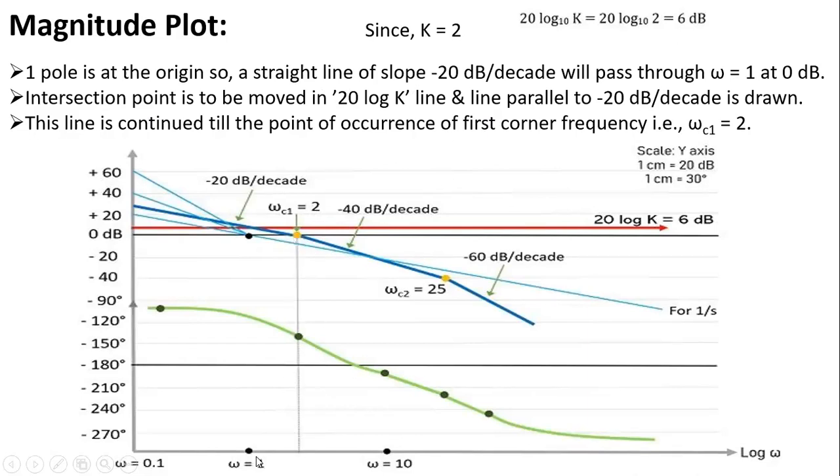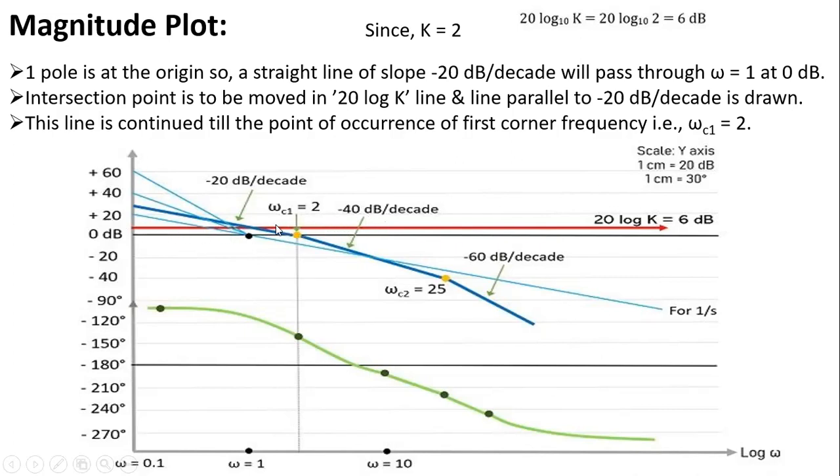This is omega is equal to 1 here. This is what we have to understand. So one pole at 0 means a straight line of slope minus 20 decibels per decade will pass through omega 1, at 0 decibels. This is 0 decibels. So the intersection point is to be moved to the 20 log k line. Here we are saying 6 decibels is here. So this is the 20 log k line, the red line.